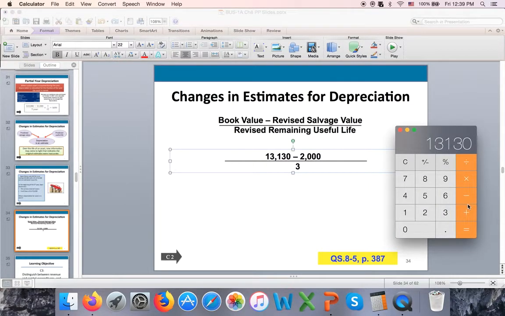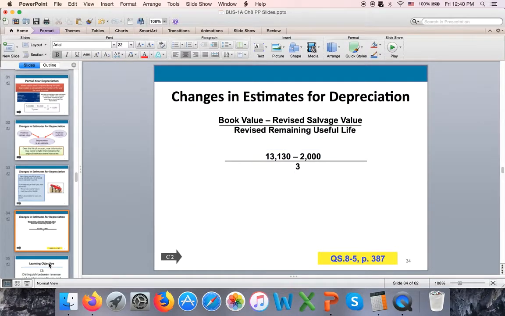So $13,130 minus $2,000 equals $11,130 divided by 3 years. So every year for year 3, 4, and 5, this would be amount of my depreciation expense, 3,710. You can practice more. I'm not going to go into this quick study, but please practice more here. Just plug into this formula.